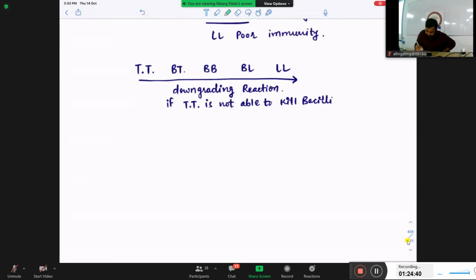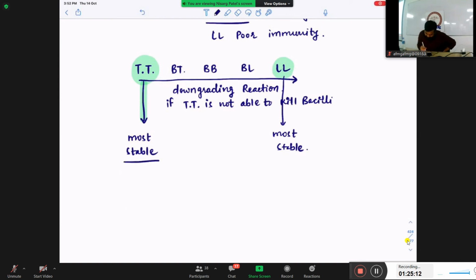So which is the most stable form? Either if the patients have a TT, this is the most stable, and LL, this is also the most stable. Why? Because they are not confused. They are using only one type of immunity, B cell or T cell. They are not confused.